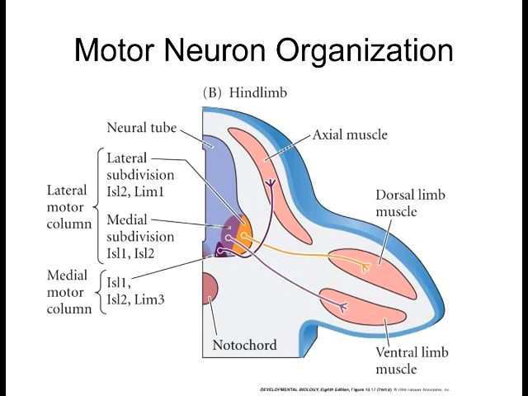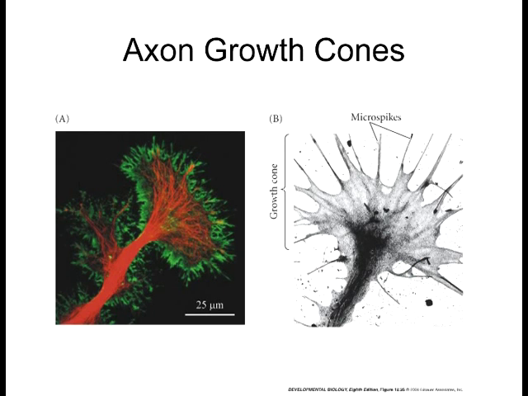So what is it that's actually doing the repelling or the attraction? It comes down to the growth cone. There's a growth cone at the end of the axon that has these microspikes, which are part of the actin, or the cytoskeleton, of the neuron.